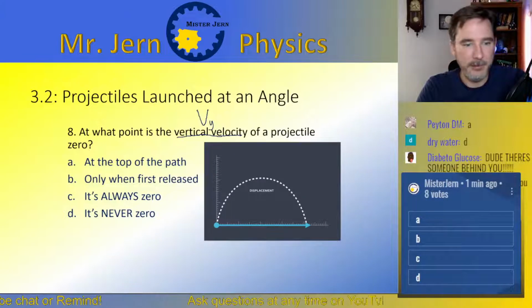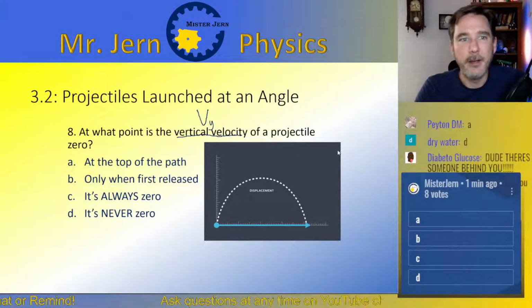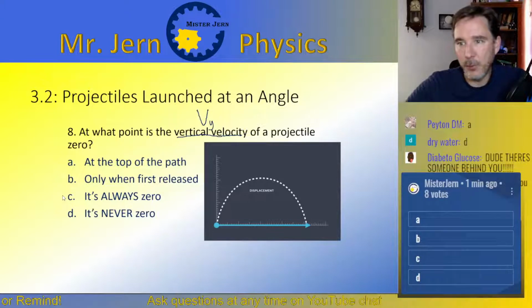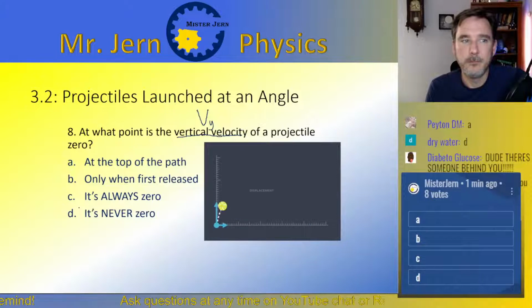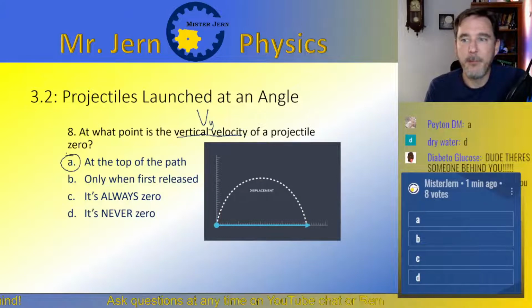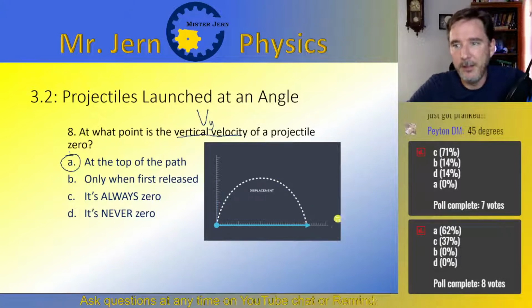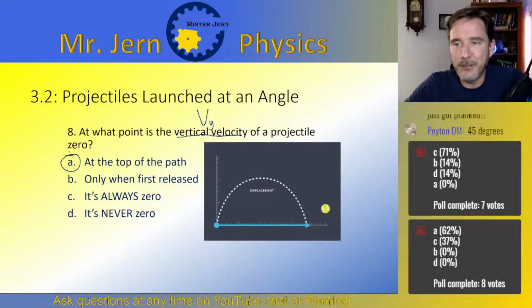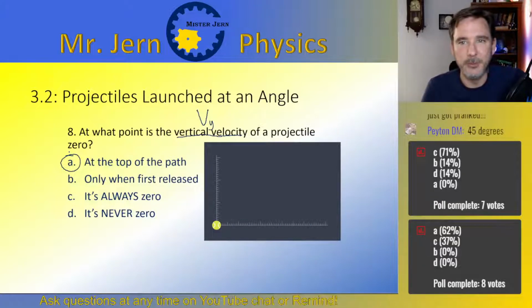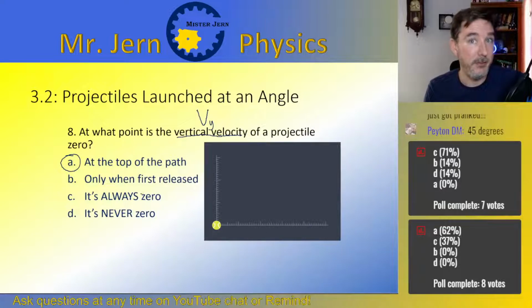Well, I guess I should have ended the poll, but now you know. The answer, of course, is at the top of the path. I ended the poll. Good. Most of you got that one right, although 37% of you said the wrong thing, that it's always 0. So the 37% of you got it wrong.